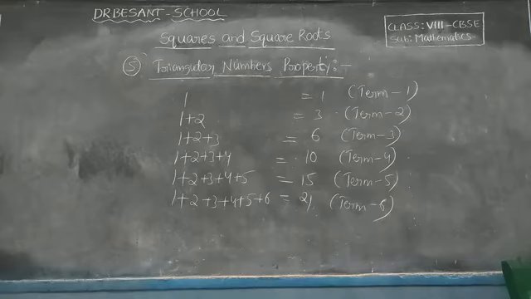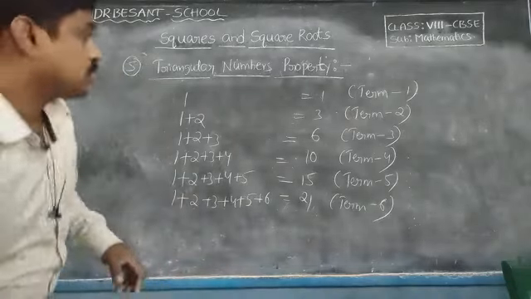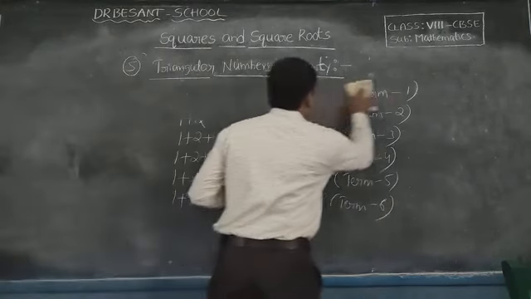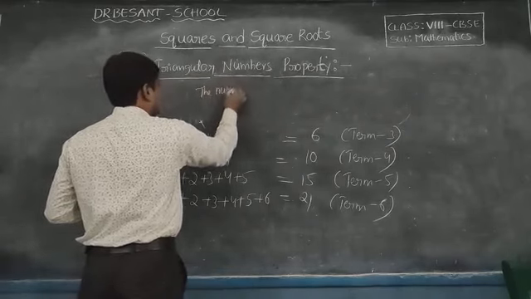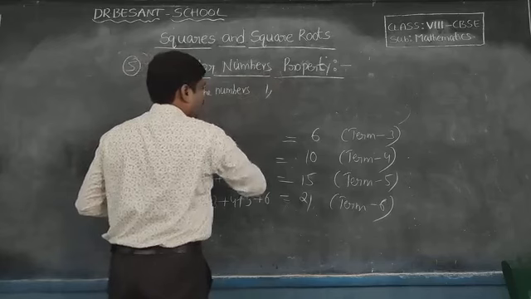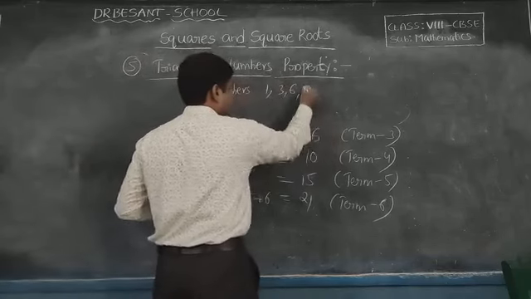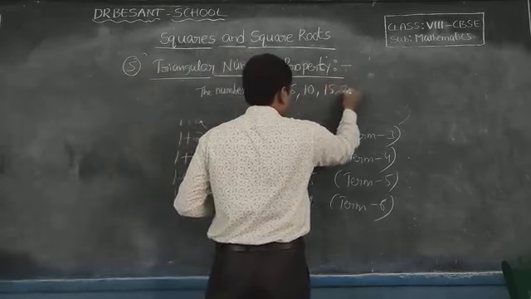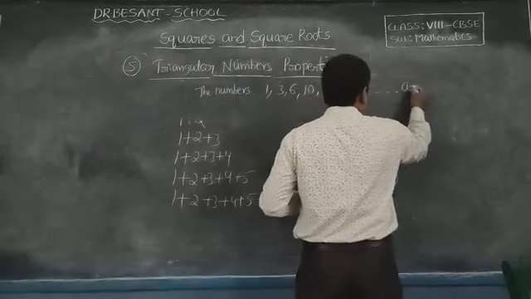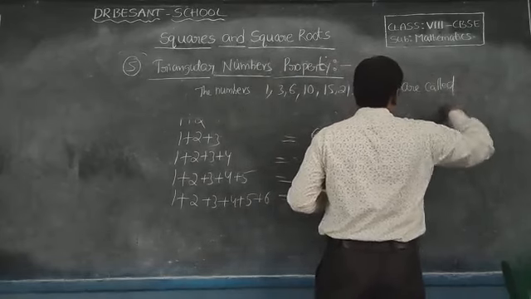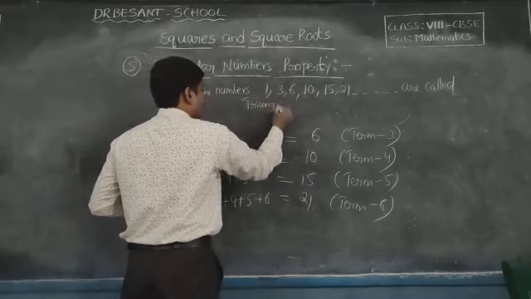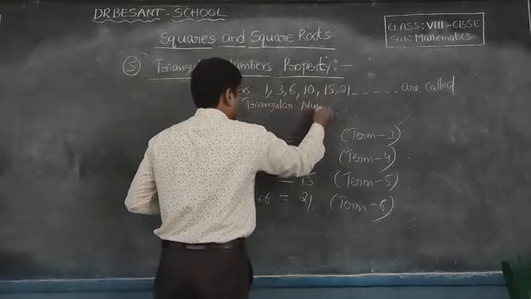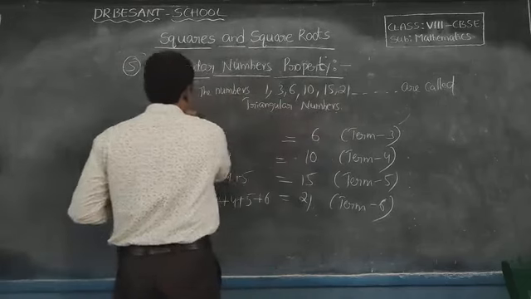Children, note down. Therefore, the numbers 1, 3, 6, 10, 15, 21, and so on are called triangular numbers. Okay.